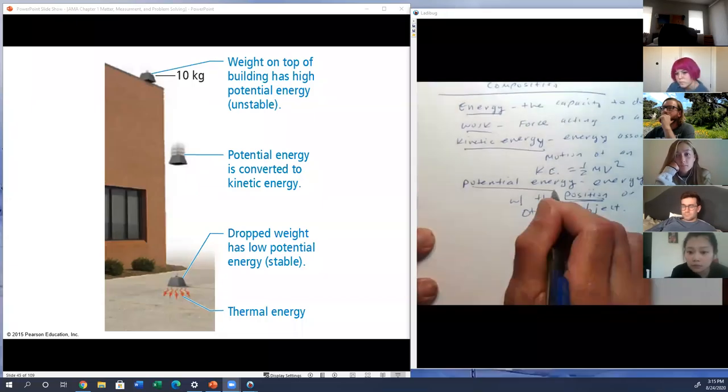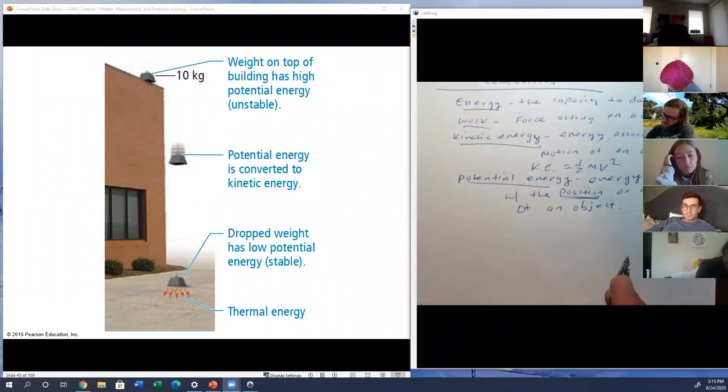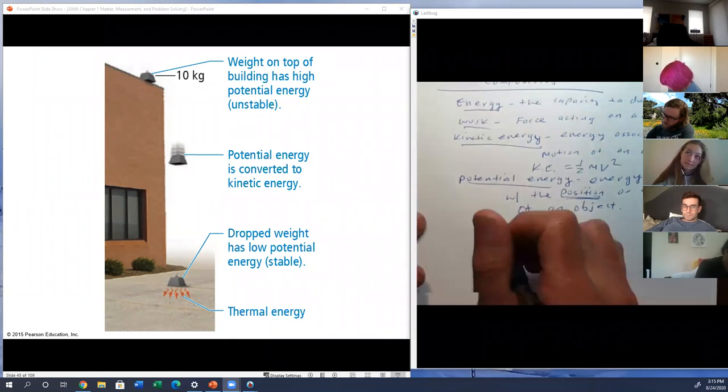Let me get back to my screen here. This always takes a little bit of time. Okay, so potential energy. What else? I want to talk about thermal energy.